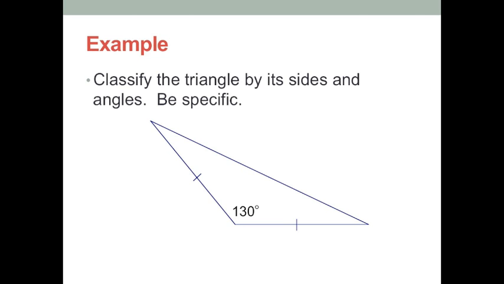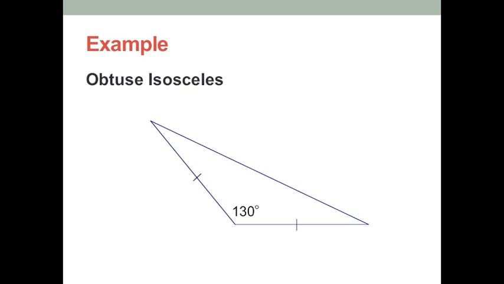The next example, classify the triangle by its sides and angles. Be specific. This is an obtuse isosceles triangle. It's obtuse because there is an angle greater than 90 degrees, and it's isosceles because two of the sides are congruent.